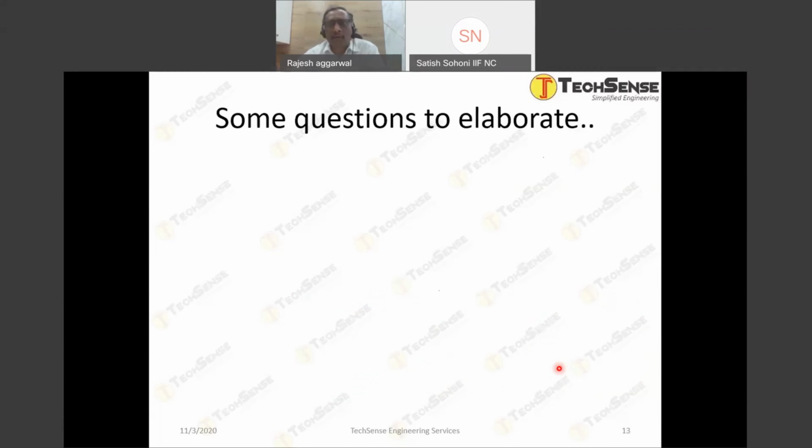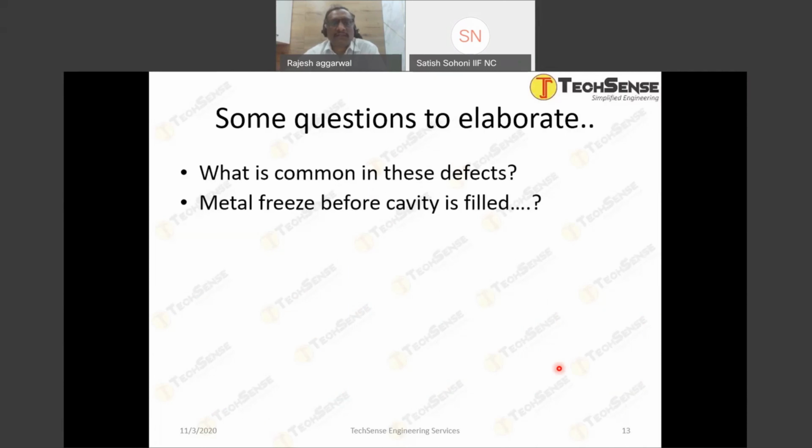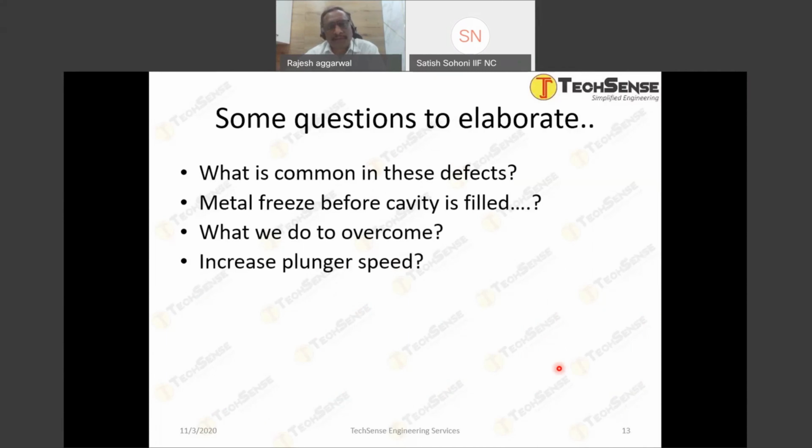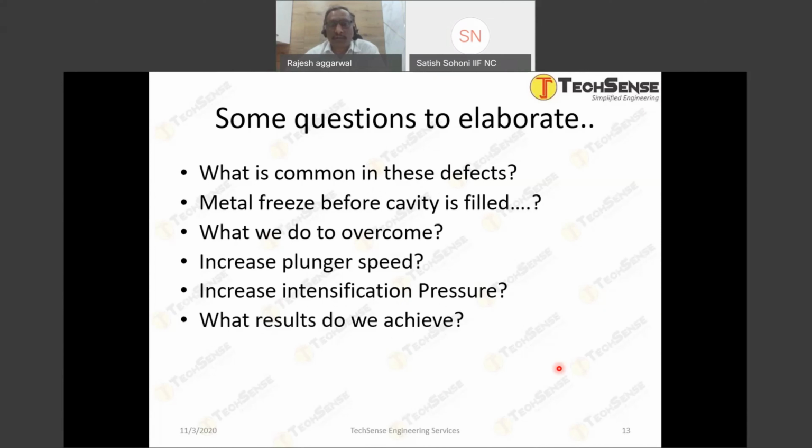So we just have a few questions to understand and to elaborate. What is common in these defects? One of the common points is that the metal freezes before the cavity is filled. So what do we do to overcome it? We increase the plunger speed, we increase the intensification pressure. What results do we achieve? We do achieve certain results, or good results, I will say, good quality castings with these actions.